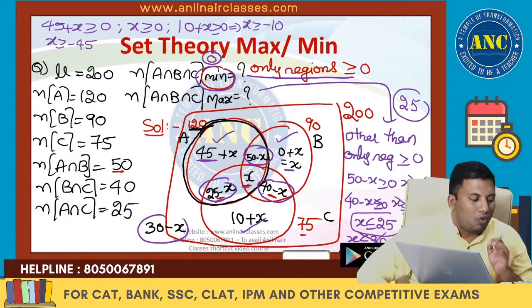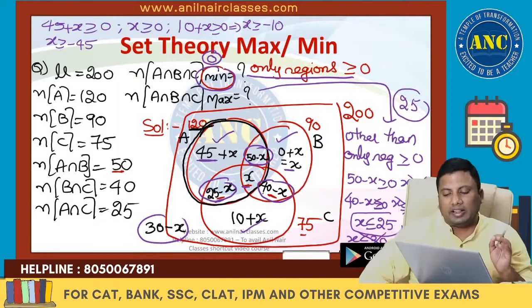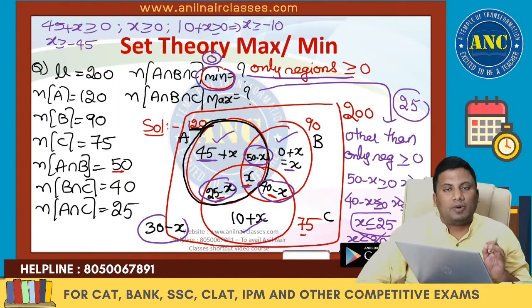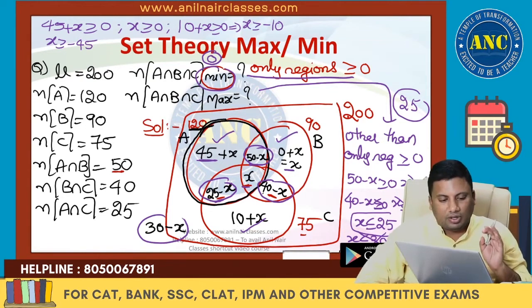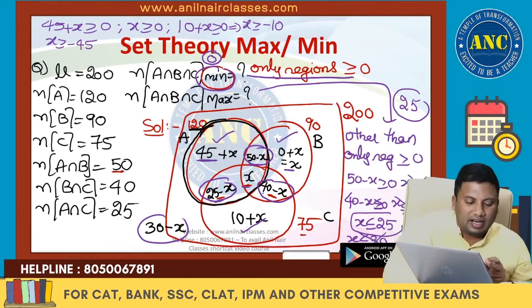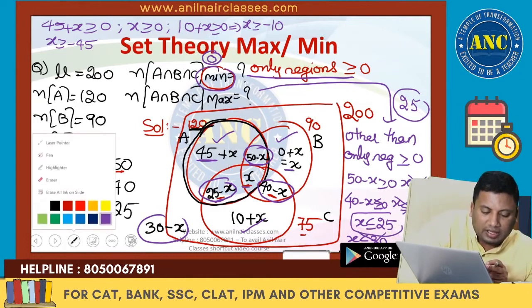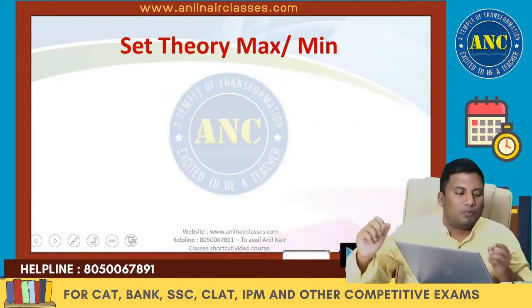Minimum means only regions should be greater than or equivalent to 0. Maximum means other than only regions should be greater than or equivalent to 0. I hope the idea is clear. Then I will do the ANIL NAIR's approach after we solve one more problem.